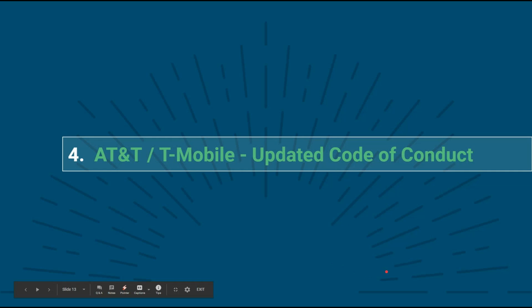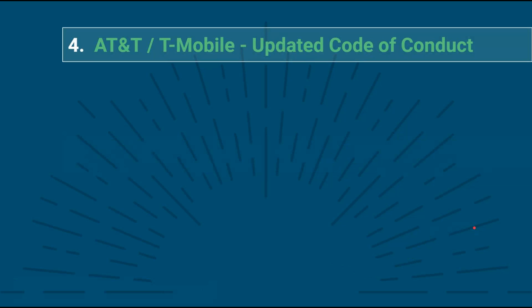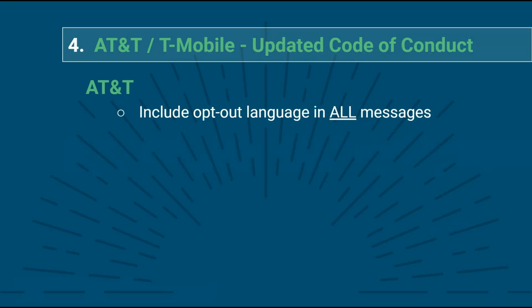All right, moving on. AT&T, T-Mobile updated code of conduct. So a few changes with regards to code of conduct. Let's look at AT&T first. AT&T has indicated that they would like to see opt-out language in all text messages going out, meaning every message that goes out should include "reply stop to cancel."